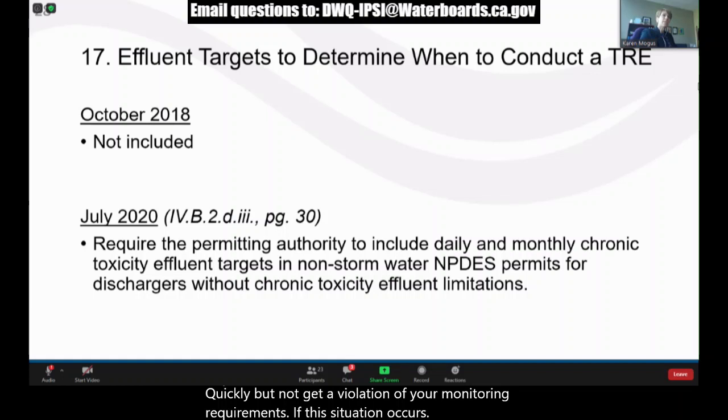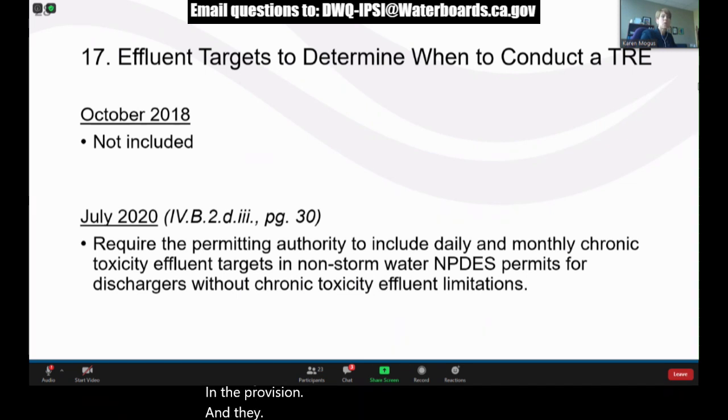All right, so I mentioned earlier effluent targets, and I have sprinkled that term around through this whole presentation a number of times. Again, this is included to make sure that anyone who has toxicity monitoring requirements but doesn't have effluent limitations is conducting their tests in a consistent manner with the provisions. And so we've now included monthly median effluent targets as well as maximum daily effluent targets in the provisions. And they function basically the same as the effluent limitations, but do not result in violations, but could result in the requirement to conduct a toxicity reduction evaluation.